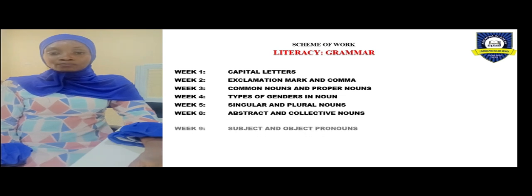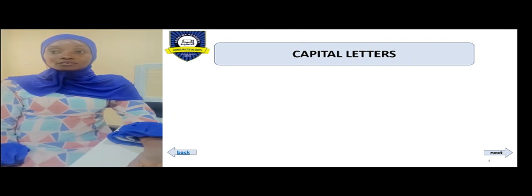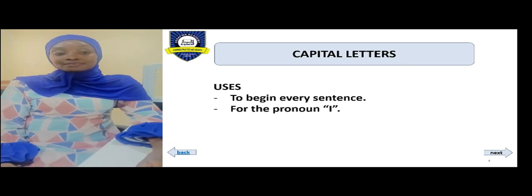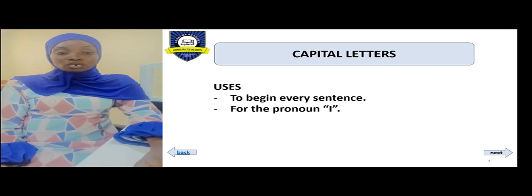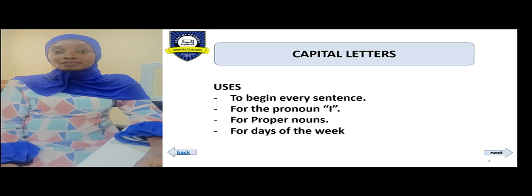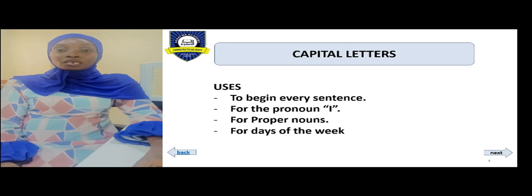Now to capital letters. What are capital letters? They are the big letters of the alphabet. What are the uses of capital letters? We use capital letters to begin every sentence. We also use it for the pronoun I. Anytime you want to use I, ensure you always write it in capital letter. Then we also use capital letters for proper nouns, that is specific names of people. Amina, Aisha, you must start those names with capital letters. We also use capital letters for days of the week. We also use it for months.